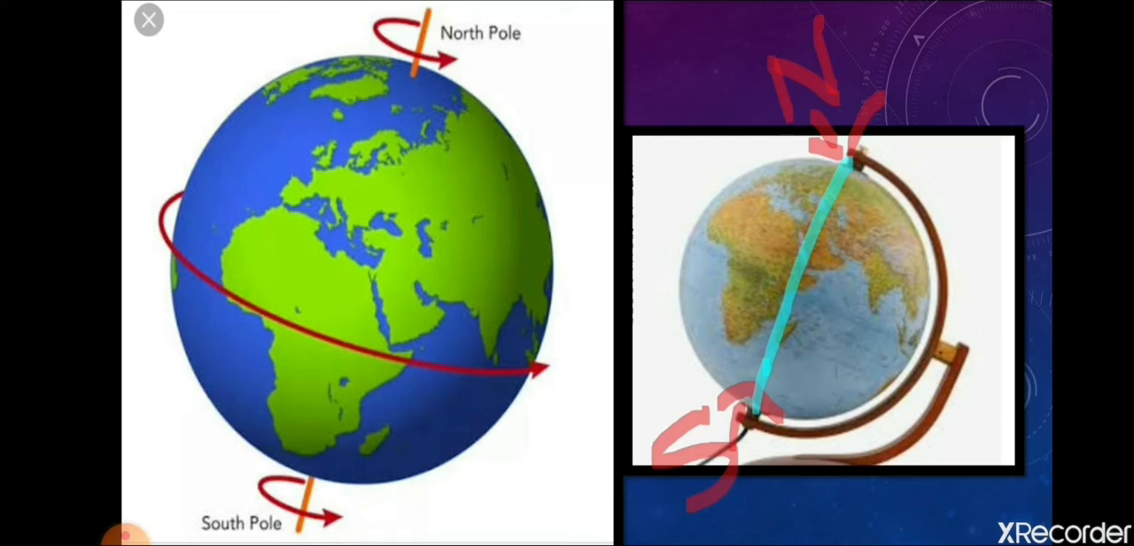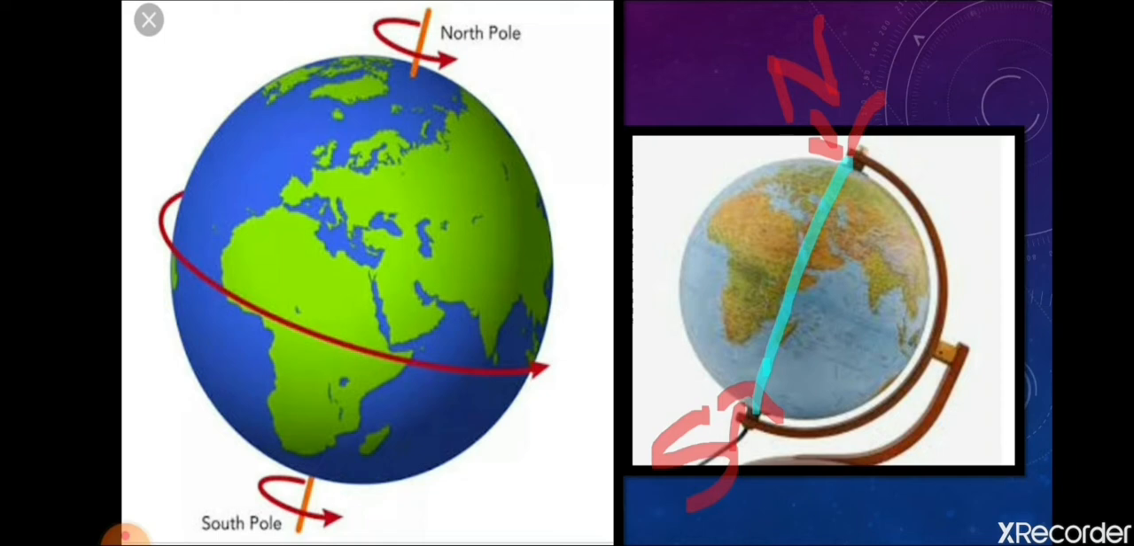Exactly like that, our globe also has one axis, which is known as a needle. It is not really having that axis. A needle is attached from the south pole to the north pole so that it can rotate along that needle.